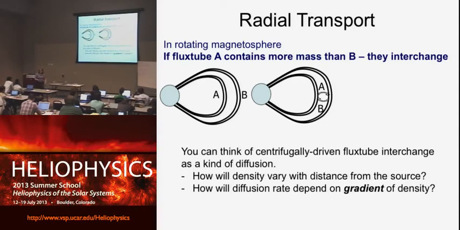Now, you can describe this as a diffusive process. You can think of it as being diffusion, and we have a source at Io. How will density vary with distance from the source? So you have a source. Think of a diffusive process. Think of smoke going through a room, or think of ink in a tub of water, or any other diffusive process. Think of people moving through crowds.